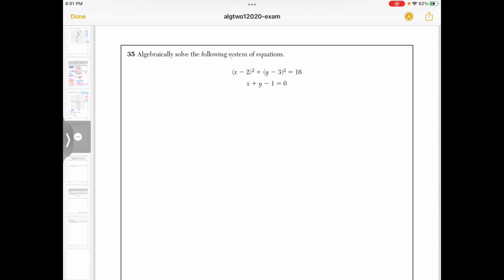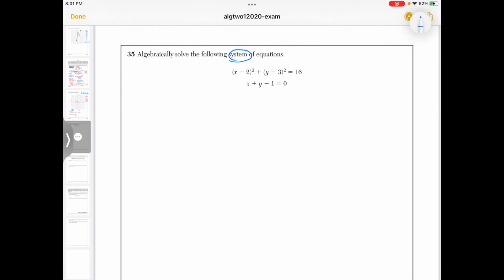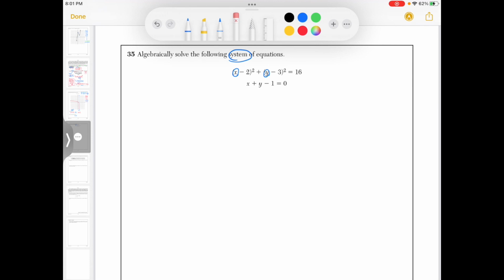All right, question number 35. Algebraically solve the following system of equations. First of all, it says algebraically. You have to do it algebraically, which means show your algebra. So that's thing number 1. Number 2 is a system. If you're solving a system, it means you have to solve for all of the variables in the system. So for this one, I'm going to be solving for x and for y. And for this one, it's a system of 2 equations because I only have 2 equations here.